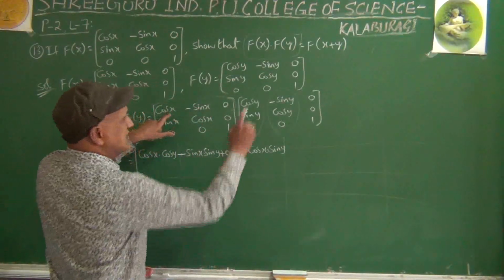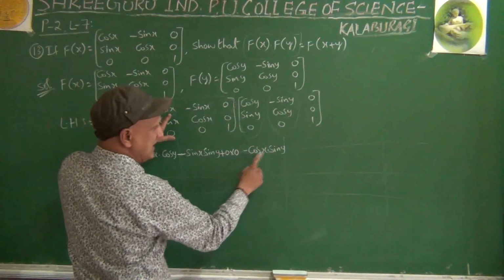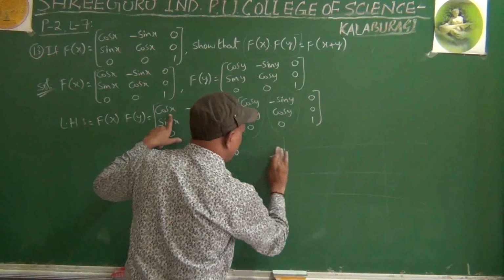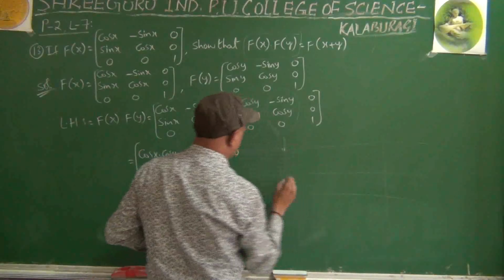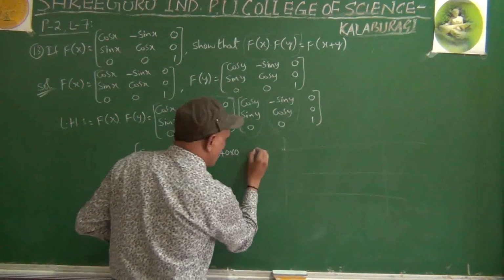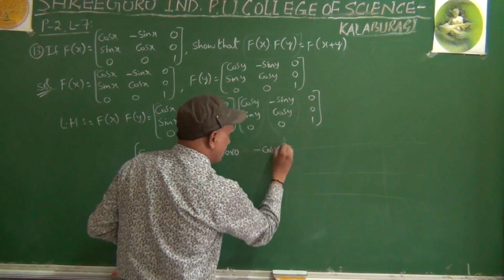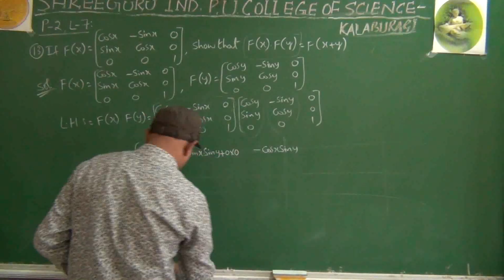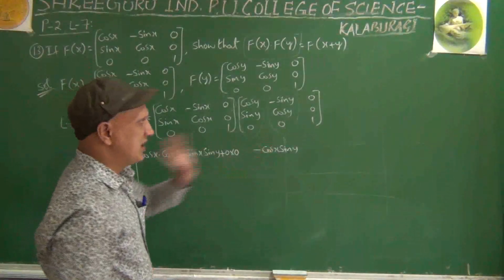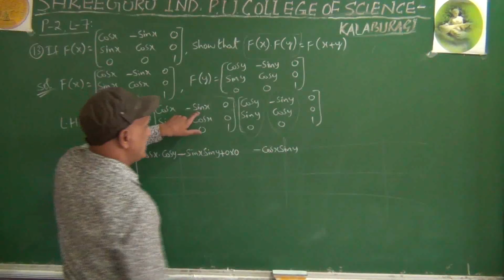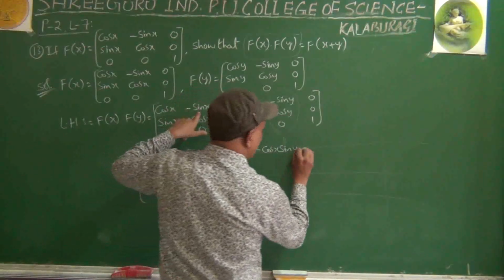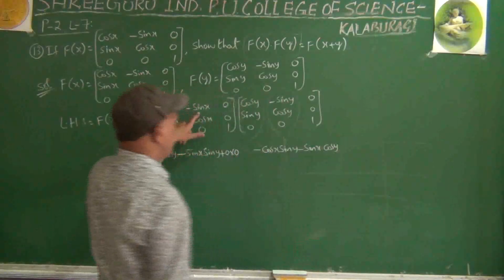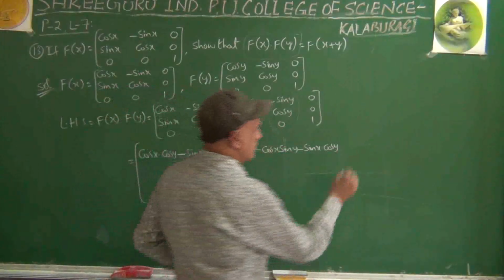Now, cos x into minus sin y minus cos x, and place is not sufficient. I will write here. Cos x into minus sin y minus cos x sin y. There should be some gap. Minus cos x into sin y. Minus sin x into cos y minus sin x into cos y. 0 into 0, 0.